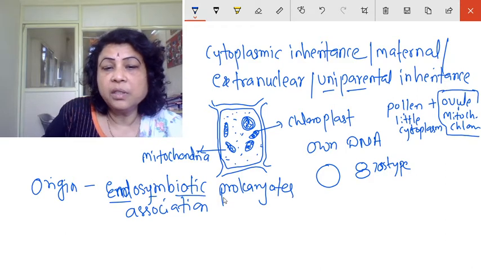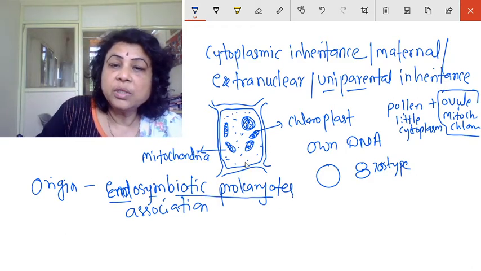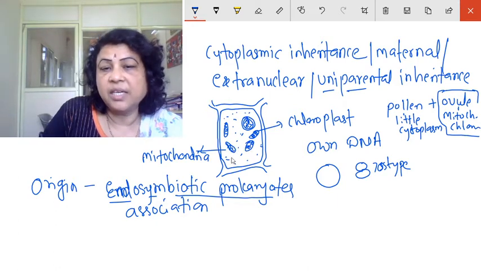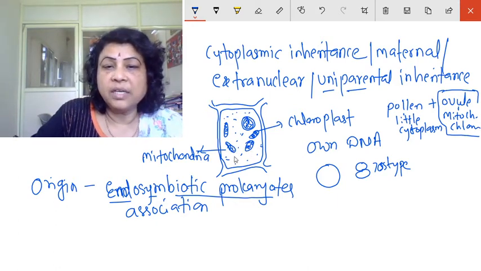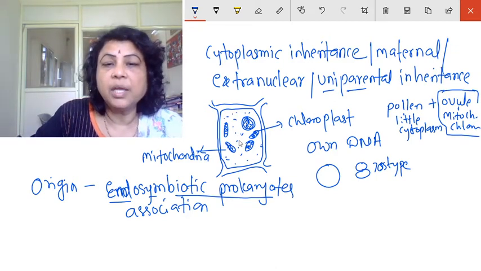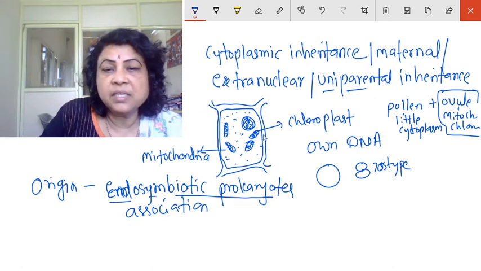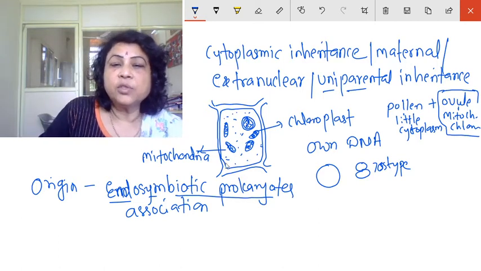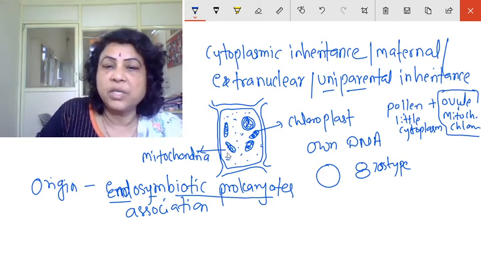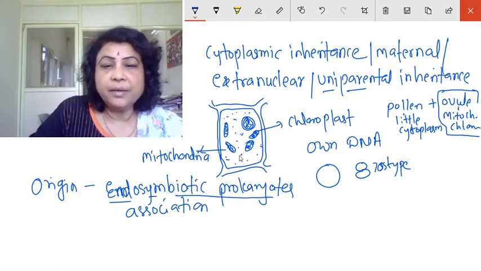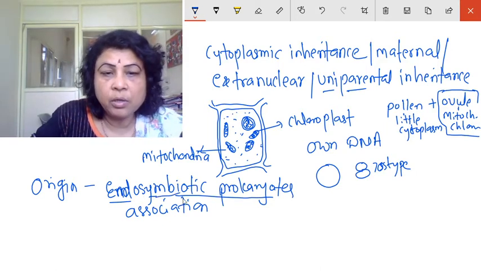These prokaryotes formed an association with the plant cell. They lived inside the plant cell for shelter, food, or protection. Both the cell and these prokaryotic organisms, that is mitochondria and chloroplast, are mutually beneficial to each other, and therefore they are known as endosymbiotic.